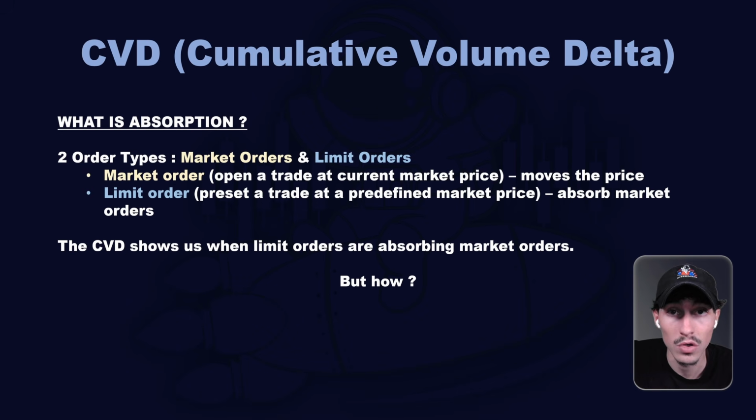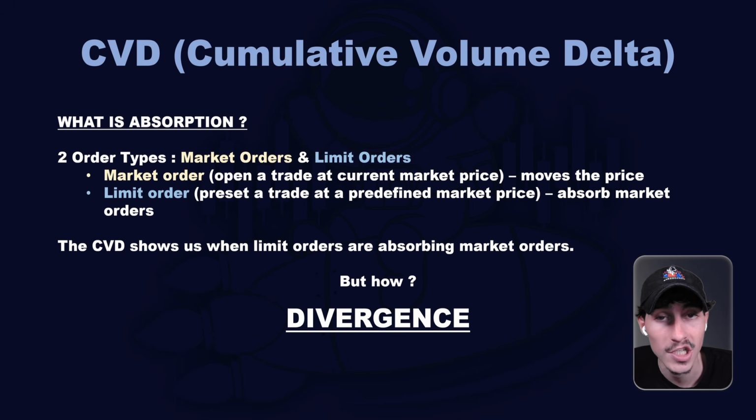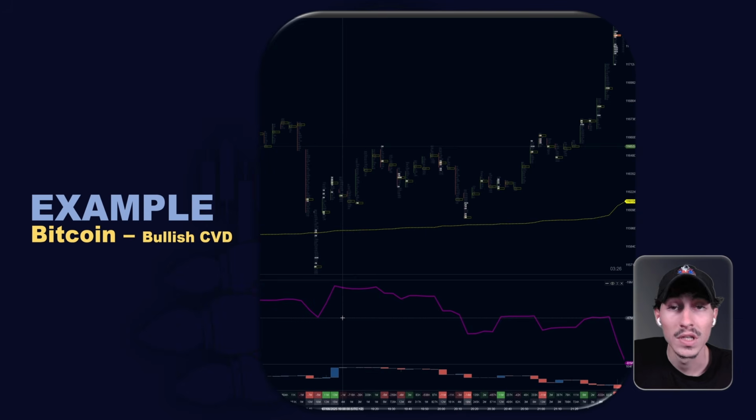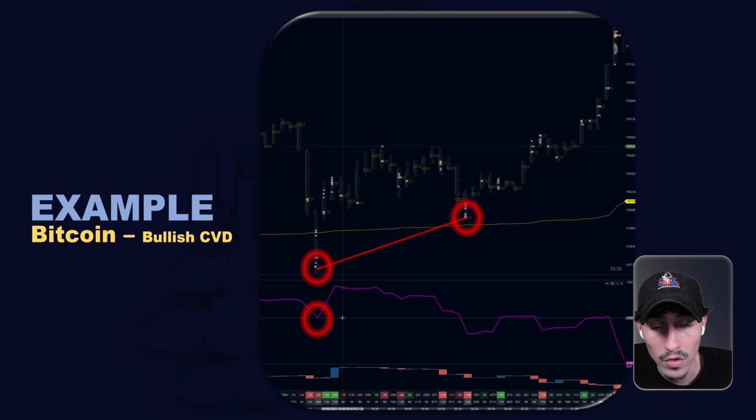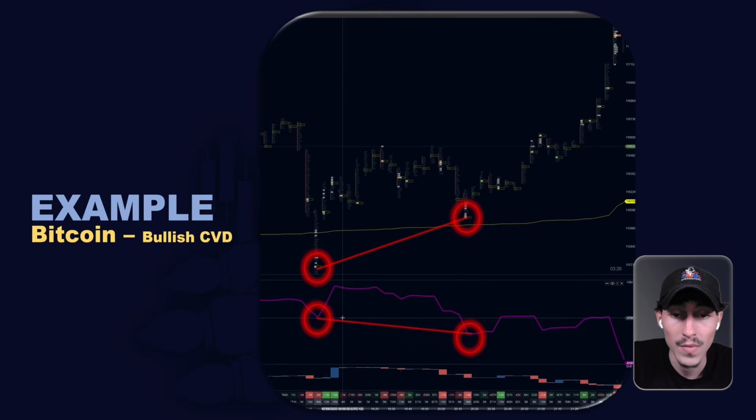Now the thing is, how to read this? Simply by checking divergence. Here is an example on Bitcoin with a bullish CVD. We first have a low on Bitcoin, we then have a higher low. This forms a low, higher low. On the CVD, we have a low, and then we have a lower low instead of getting a higher low. This forms a low, a lower low. This difference is a bullish divergence, and this leads next to an increase in price for new highs.